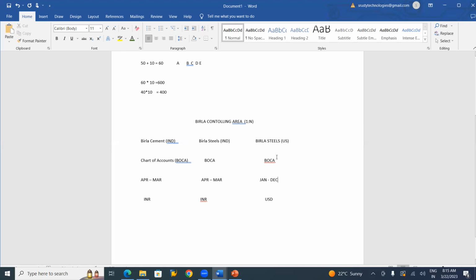The third company code? Yes, no? No, right? Why? What is the reason? Because the chart of accounts is the same, yeah, but the fiscal year is different. If we are using the same fiscal year and the same chart of accounts, then only can we use one controlling area for all the member company codes. That is the thumb rule.